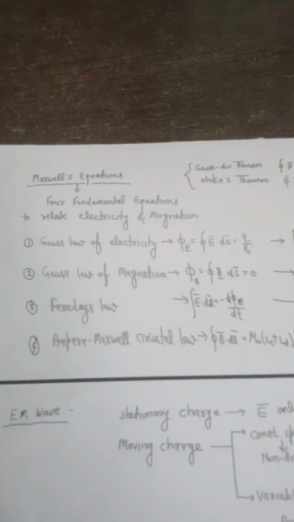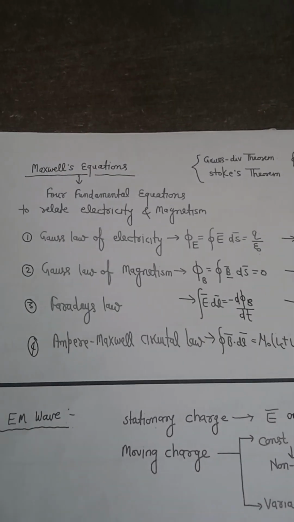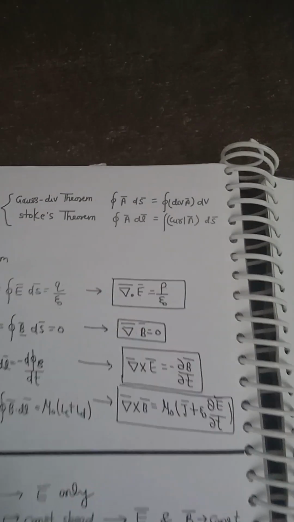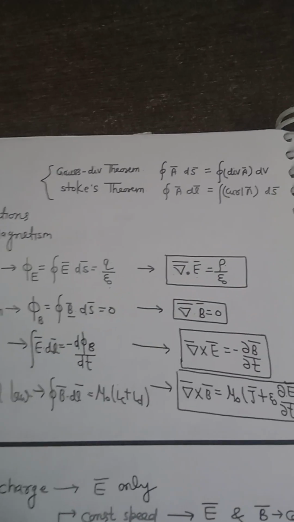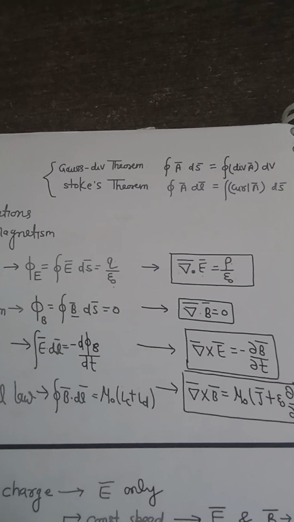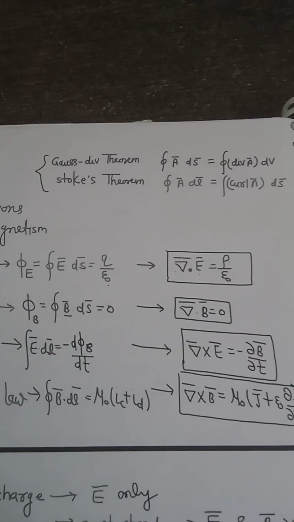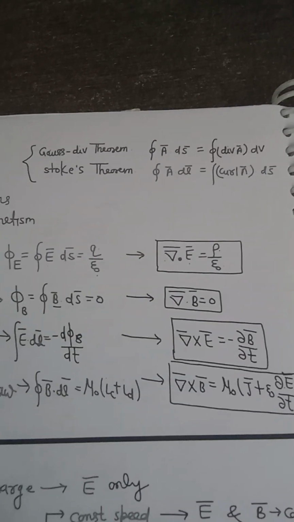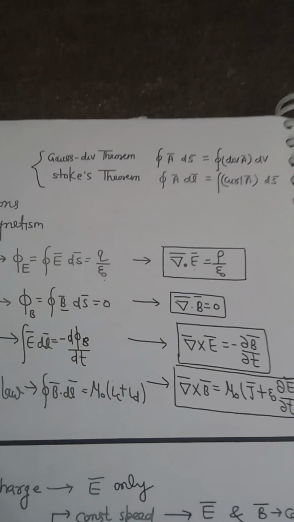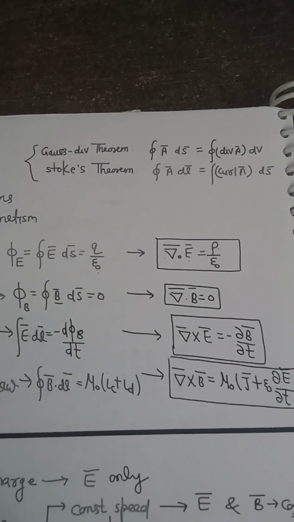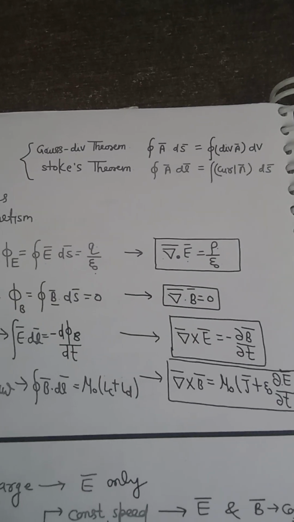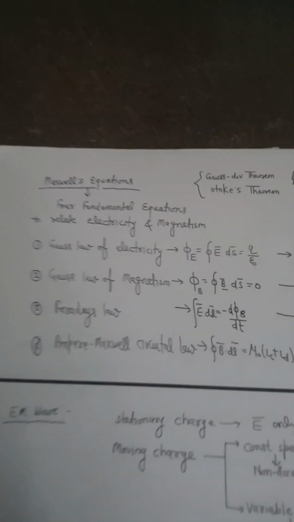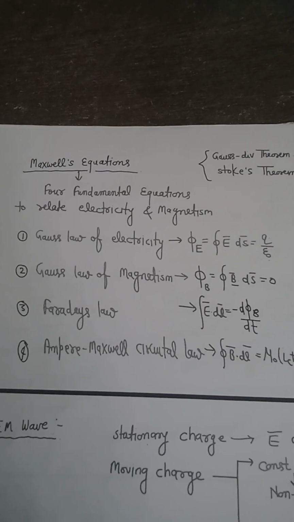Here we will study Maxwell's equations. So we will use two theorems. First is the Gauss divergence theorem, that is closed integral A dot ds is equal to the volume integral of divergence of A dV, and Stokes theorem is closed integral A dot dl is equal to the integral of curl of A dot ds. Now we study Maxwell's equations.